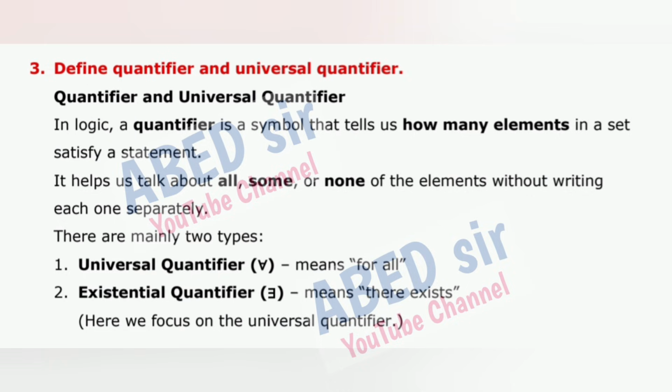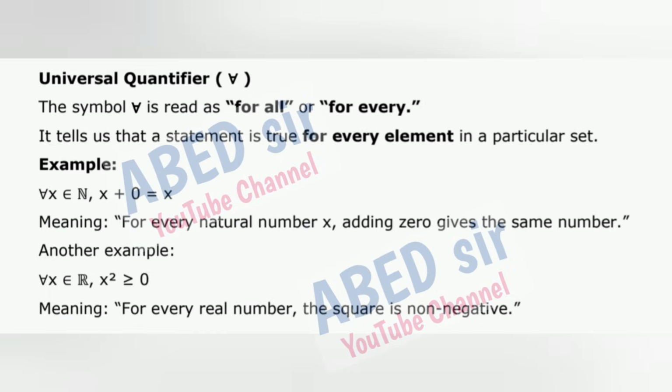Here we focus on the universal quantifier. The symbol ∀ is read as 'for all' or 'for every'. It tells us that a statement is true for every element in a particular set. Example: ∀x, x + 0 = x. Meaning, for every natural number x, adding 0 gives the same number.